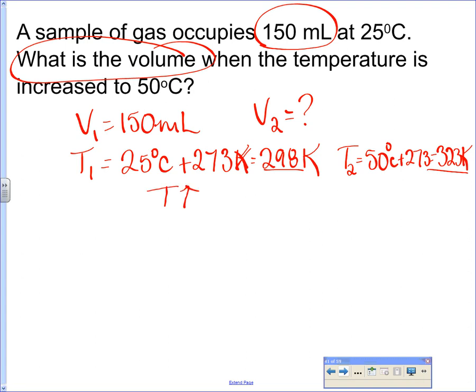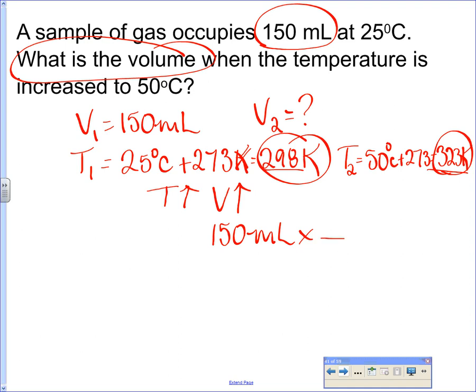And so we know that if we warm something up, it expands. Gases expand when heated, as long as we're keeping the pressure constant. So the volume can expand. So I know that I'm going to start with my volume, because I want to end up with a volume. And I'm going to pick a fraction, either the 323 on top or the 298 on top. Well, I want to result in a bigger number, so I better put the 323 on top. I'm going to put the 298 on the bottom, and when I work this out, I end up with 162 milliliters.